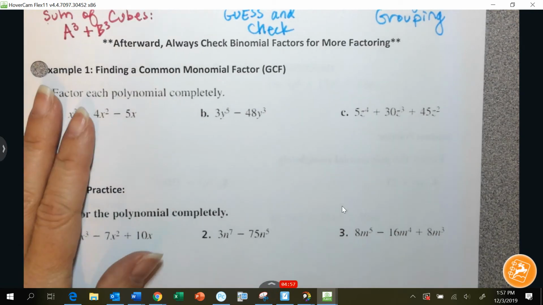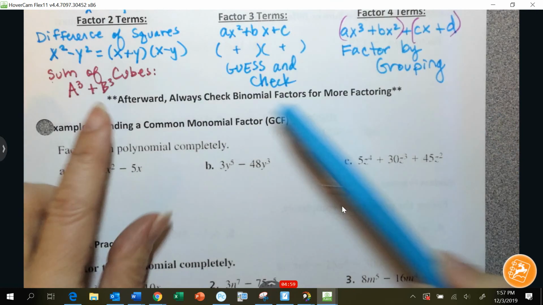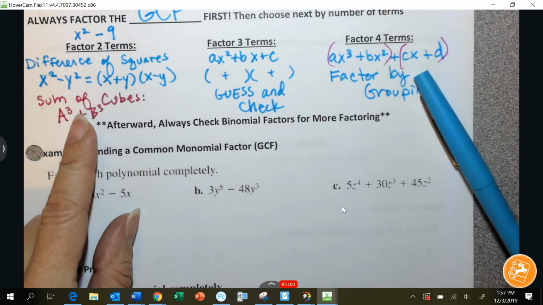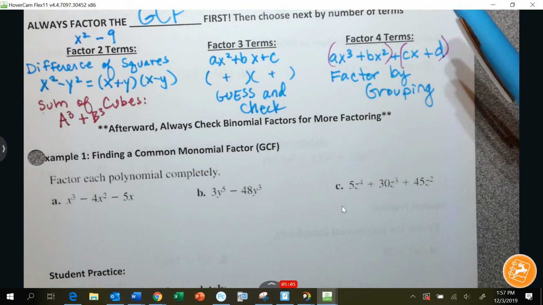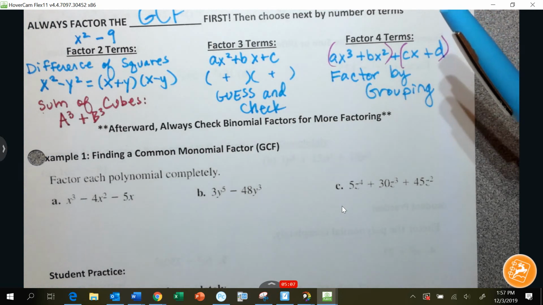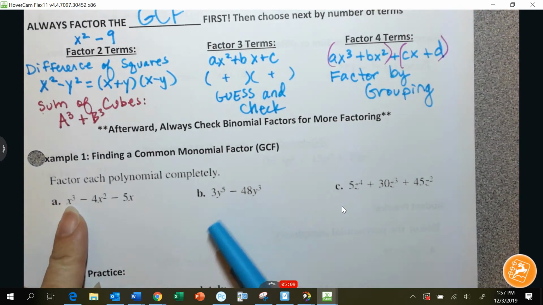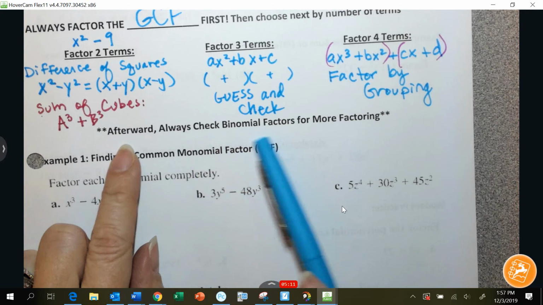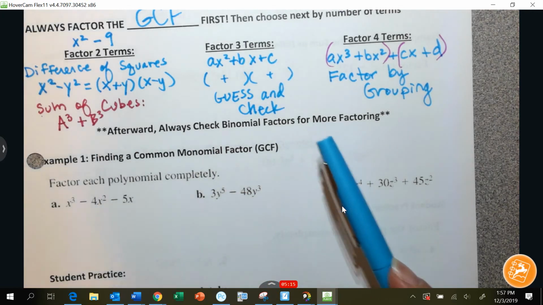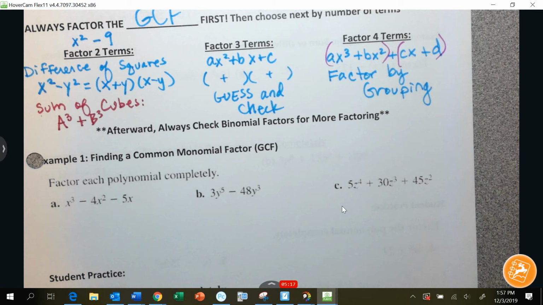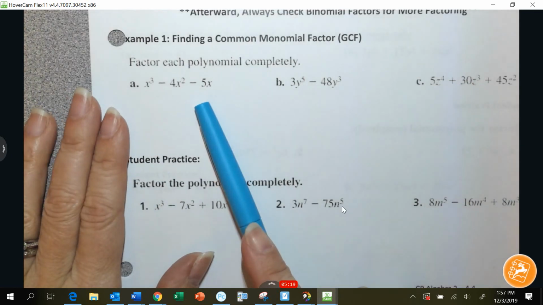All right, so we're going to factor these polynomials completely. Oh, I didn't finish this last thing. So these are the different ways of factoring, but in this section, because we're doing higher than quadratics, you're going to see cubics and fifth power. So after we're done factoring, we always have to check to see if it factors further. Okay, so factor each polynomial completely.